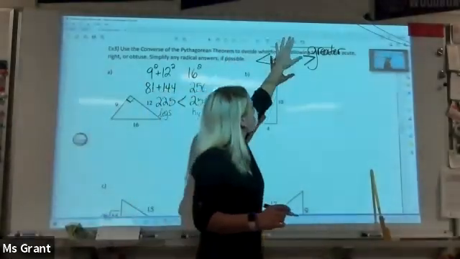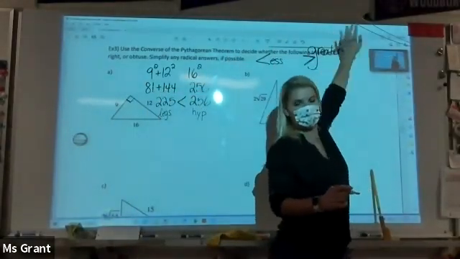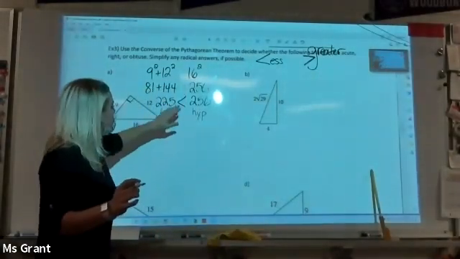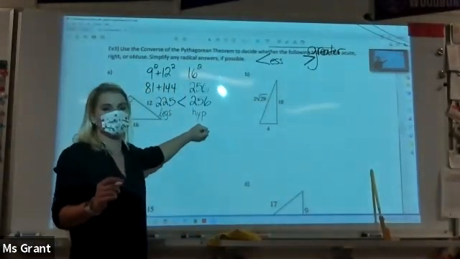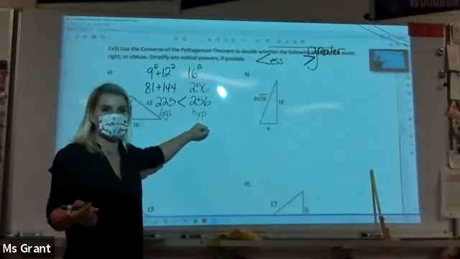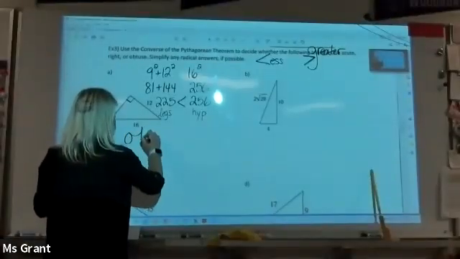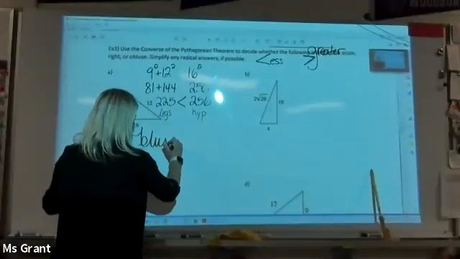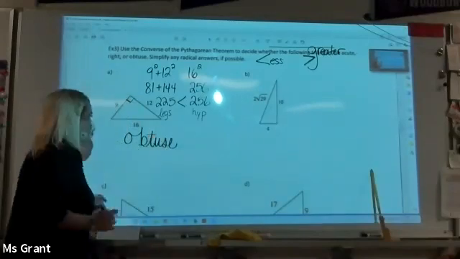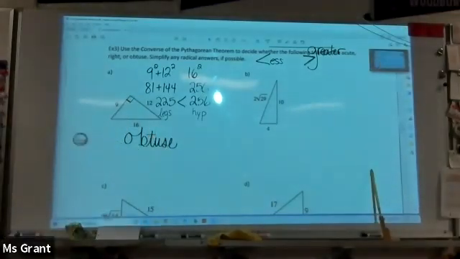Look back up at the box on the upper right of your page. If the hypotenuse is larger, what kind of triangle is that? Obtuse. And let's practice cursive. Why not? Obtuse.